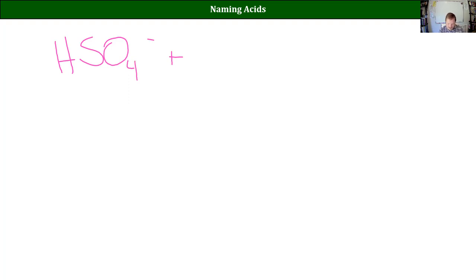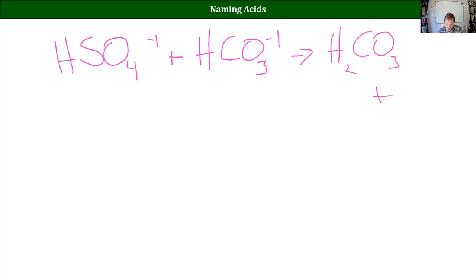Hydrogen sulfate plus hydrogen carbonate can react to make H2CO3 and sulfate. All of these are going to be aqueous, but in the interest of time, I'm not going to write them all in. What's the acid? What's the base? What's the conjugate acid and the conjugate base?